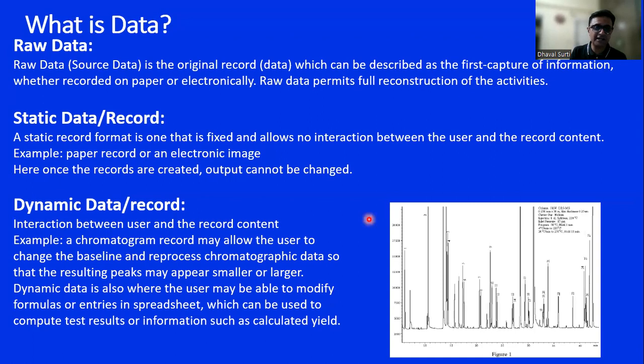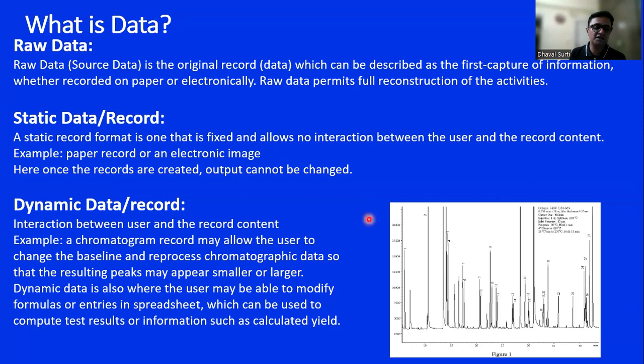Then static data or static record. What is a static record? Its format is one that is fixed and allows no interaction between user and the record content. For example, if I am writing something on paper, or there is a photograph or electronic image, it cannot be changed. It remains static. I cannot further modify it. It's static then and there. It's stable. Hence, once the record is created, the output cannot be changed. So this we call a paper record or static record.